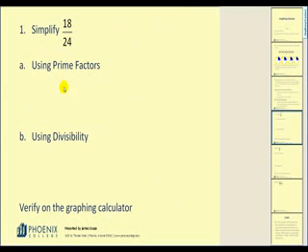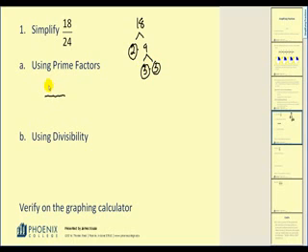Well, first thing we would do using the prime factor method is to make a factor tree for 18 and 24. Remember that a factor tree, you break it down into two numbers that multiply together to give you 18. 2 times 9, 2 is prime, so I'll circle it. 9 would be 3 times 3, and those are both prime. So we break down 18 into its primes, 2 times 3 times 3.